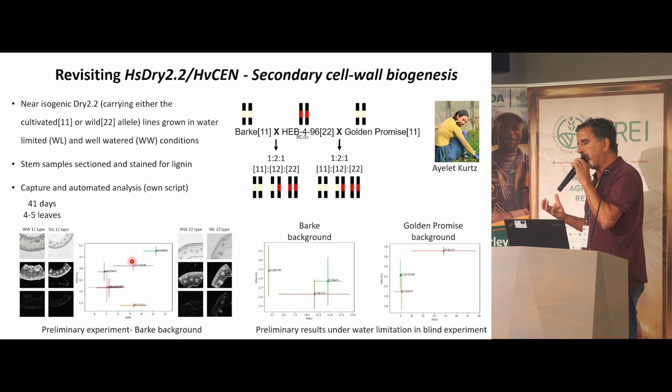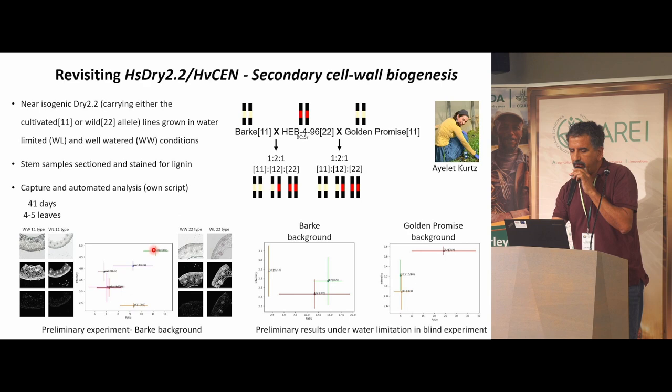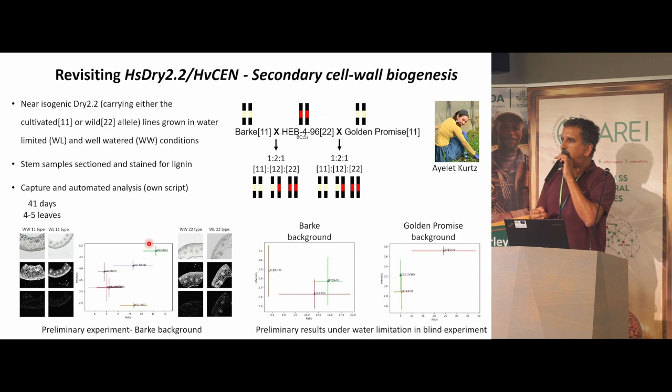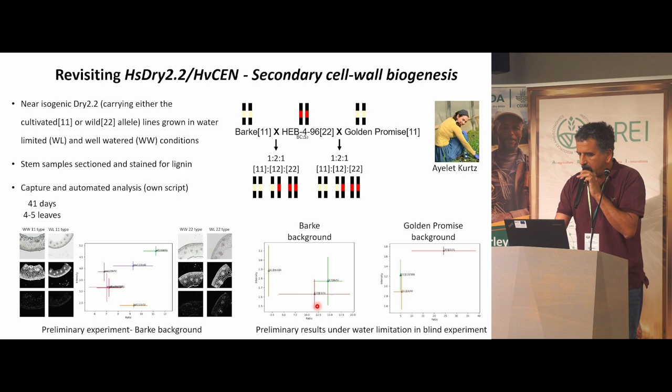Whereas if you look at this value compared to this value, these are the carriers of the wild allele. So what you can see here is that there is plasticity in those that carry the wild allele, they do react in the secondary cell wall biogenesis under drought, whereas those that don't carry this allele don't show this effect. And she did it again. And again, those experiments repeat themselves under water limitation. Those that carry the wild allele do show more secondary cell wall biogenesis.